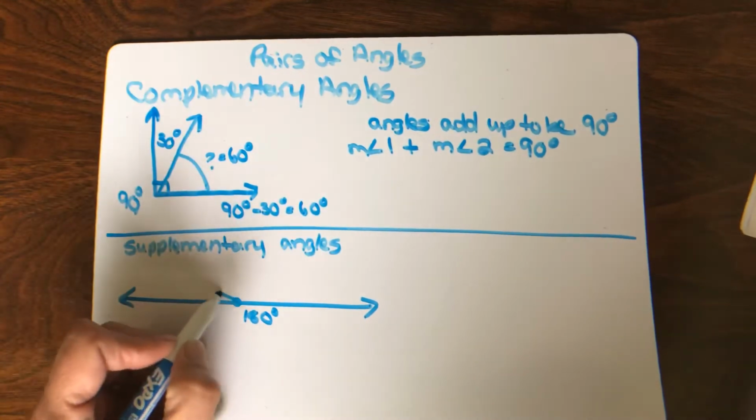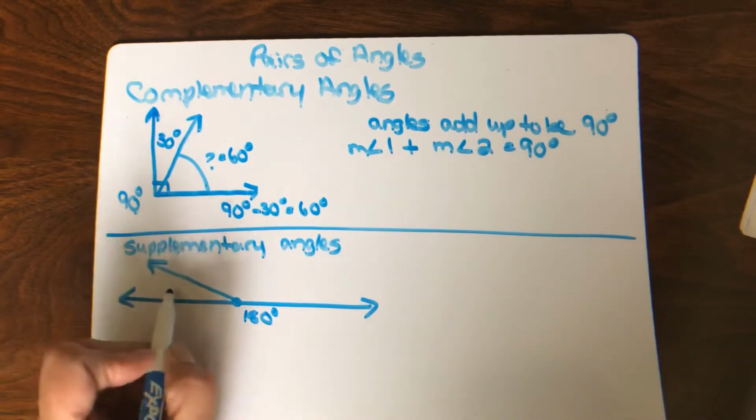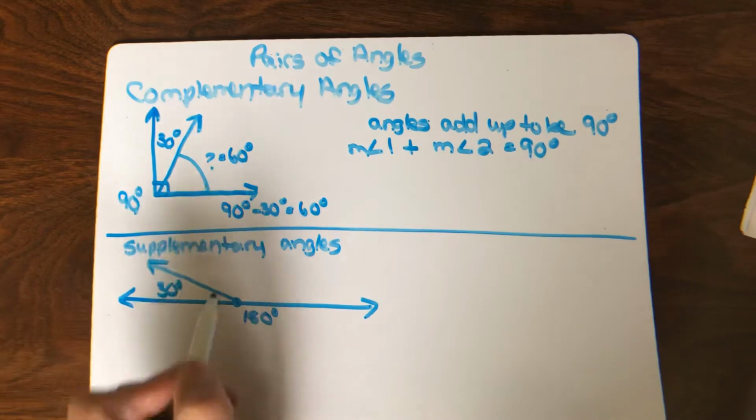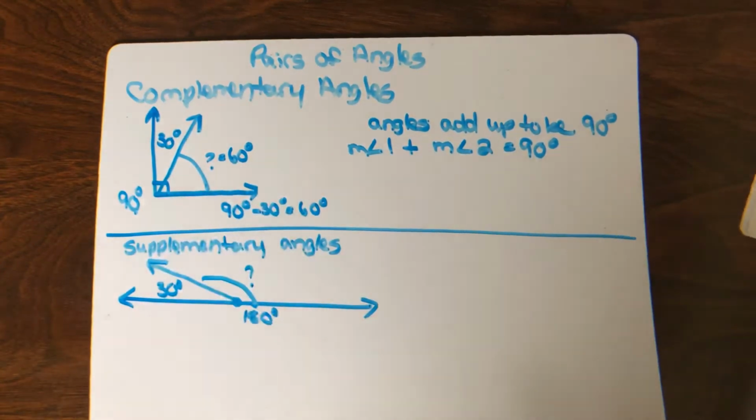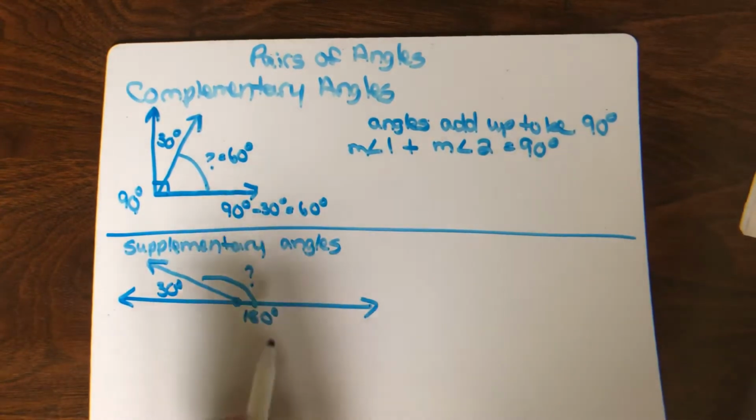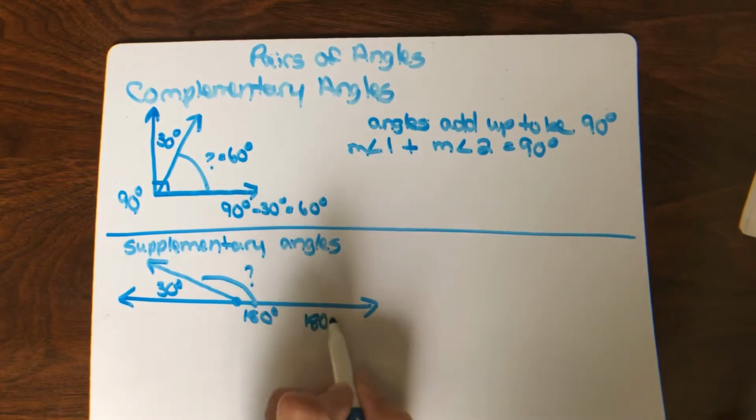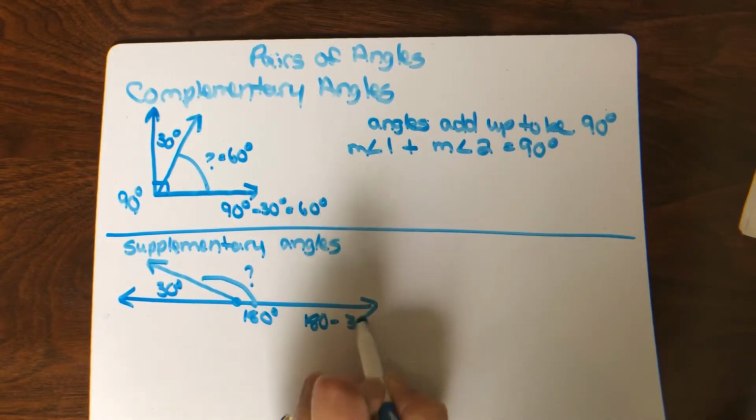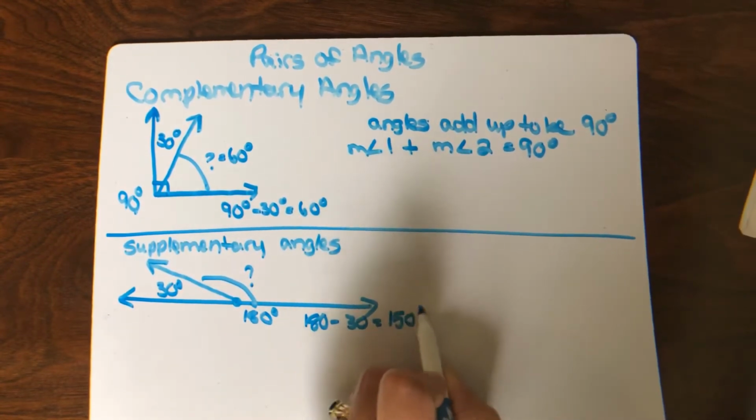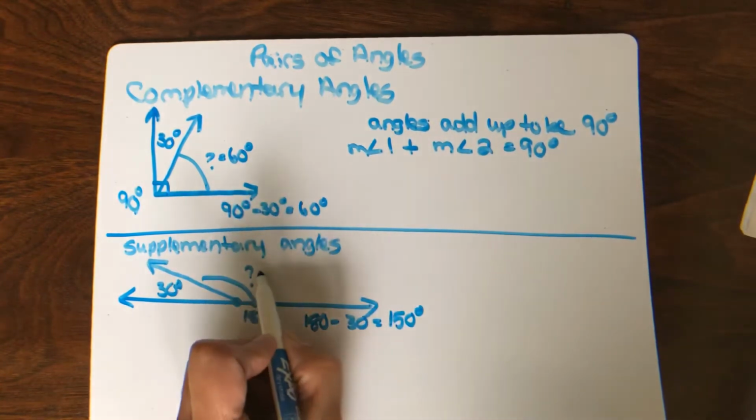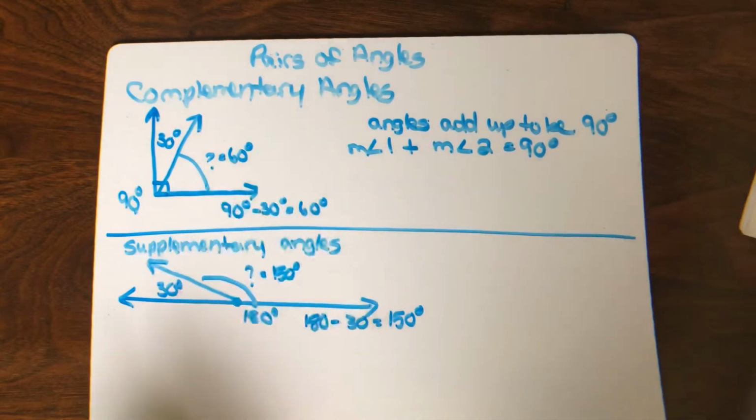So if you chop this up into pieces, and I say this piece over here is 30, what is this piece? Question mark, don't know. How would you find it? Gee, let's see, 180 minus 30 equals 150. Yep, that's right. That measures 150 degrees.